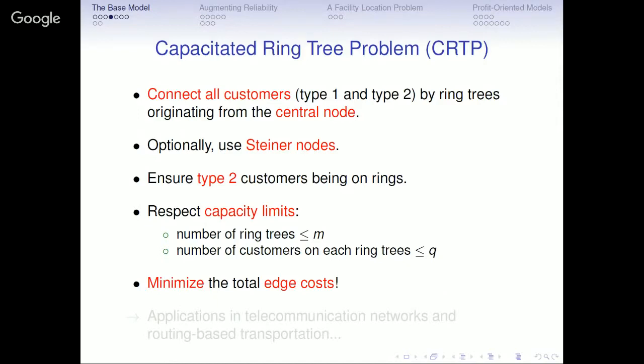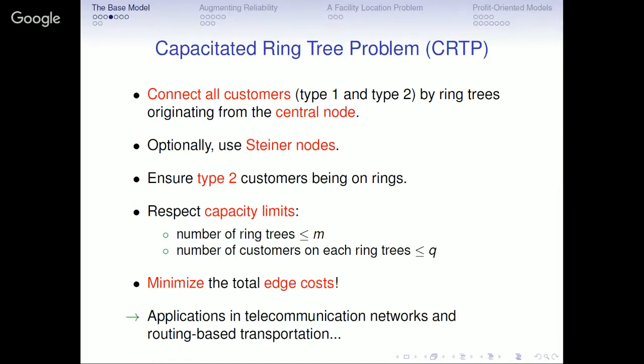We could say that there are different costs for tree edges or ring edges. That's just a little modeling trick. That's no problem. For now, we're just going to say every edge has a unique cost wherever it is located. In the end, the applications range from telecommunication networks to routing-based transportation.